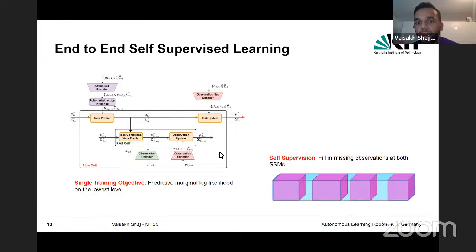Training also happens via self-supervised learning, which means that we are tasking the network to fill in missing observations. This is very, very important to get good results. If you don't do this, you don't get any nice results. So these are some ways in which we do the training.